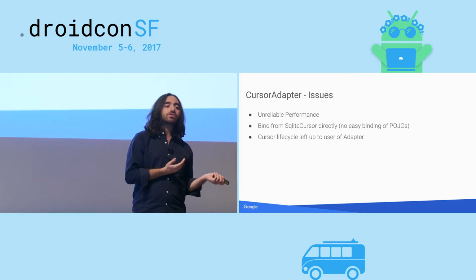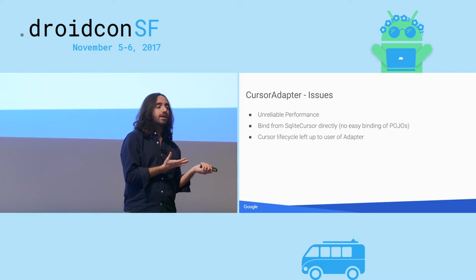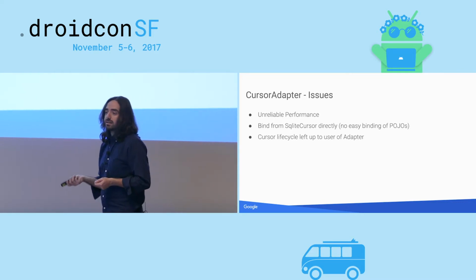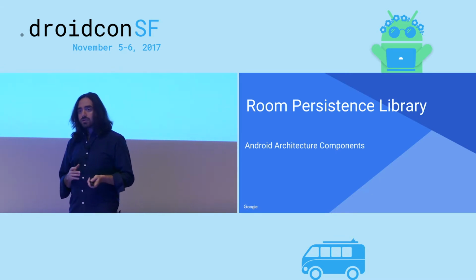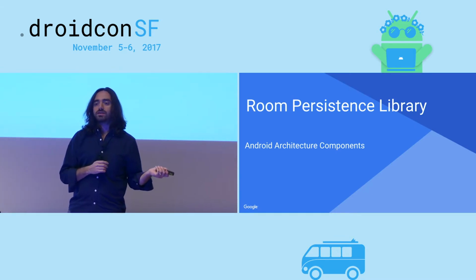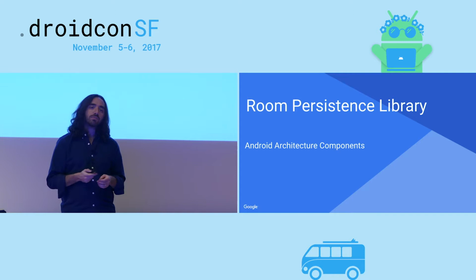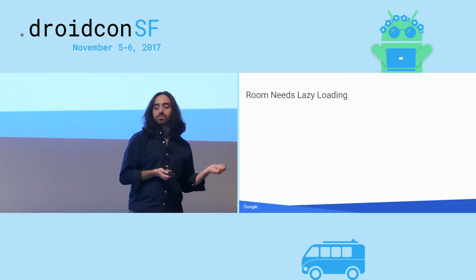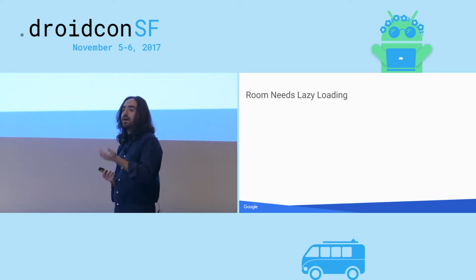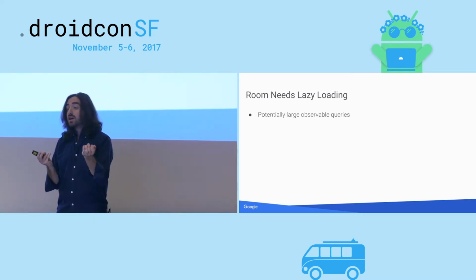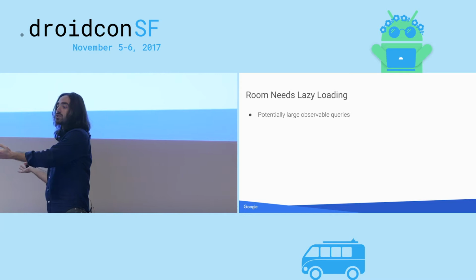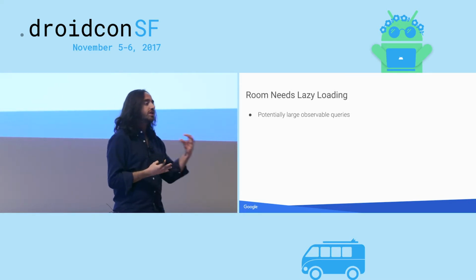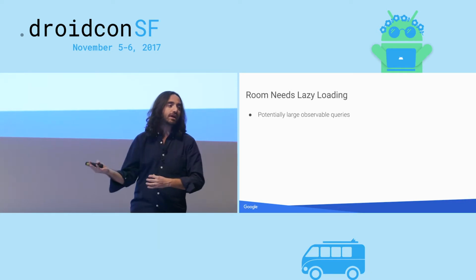And the cursor, because it's talking to a database, has a lifecycle that needs to be managed. Cursor Adapter doesn't really do anything about this. So this summer, we released the Room Persistence Library as part of architecture components. And as with any other persistence library solution, Room needs lazy loading, a way to provide lazy lists, because you're potentially observing large queries. And every time that query changes, you really don't want to rerun this whole query and bring everything back to memory again.